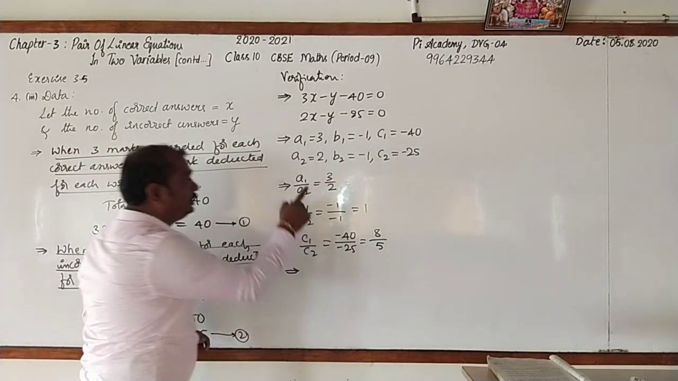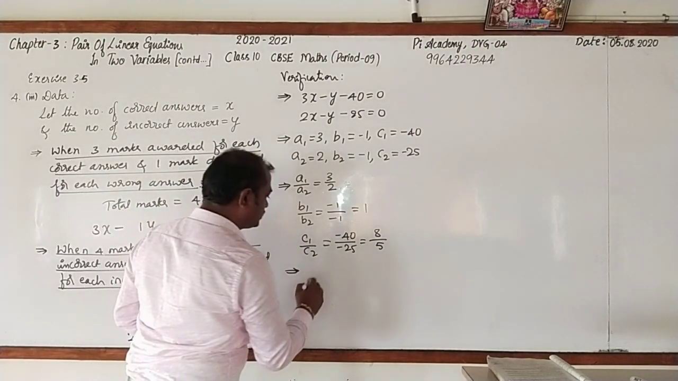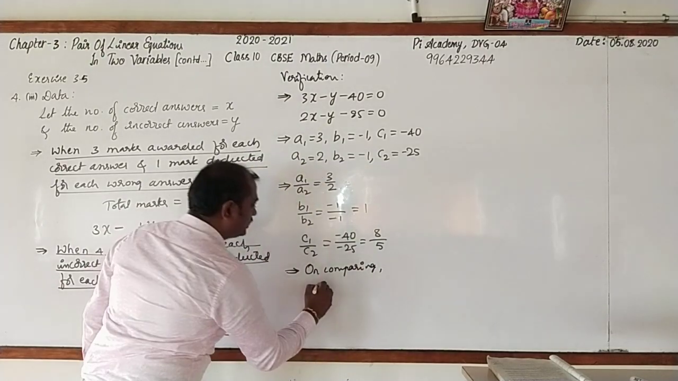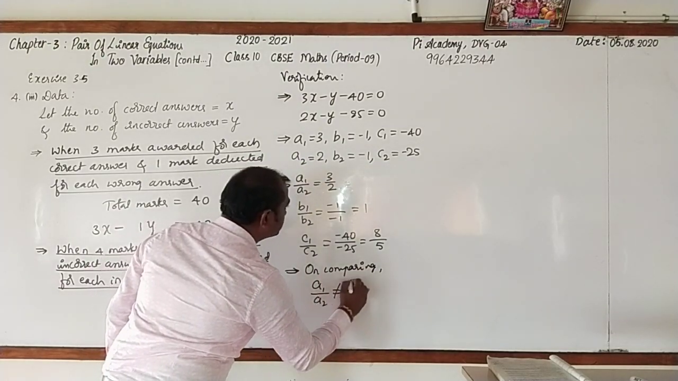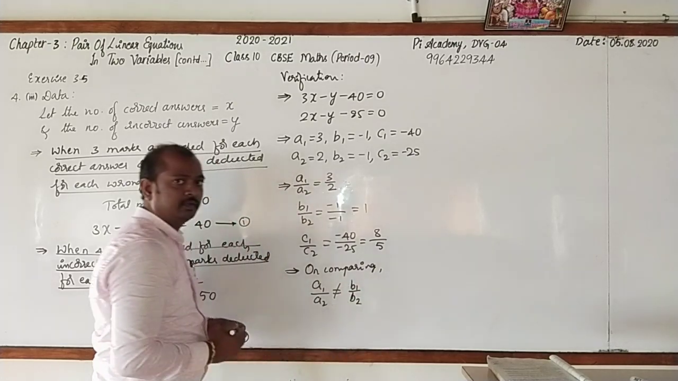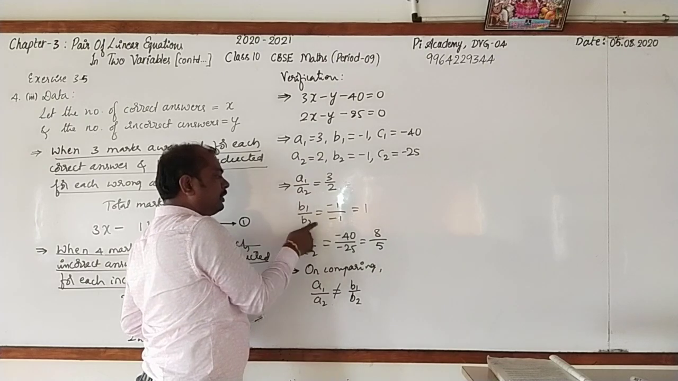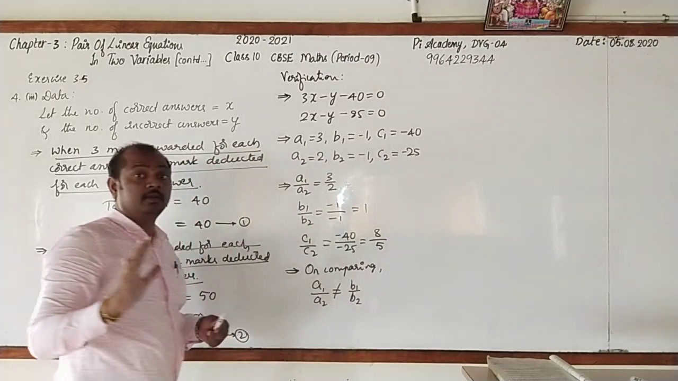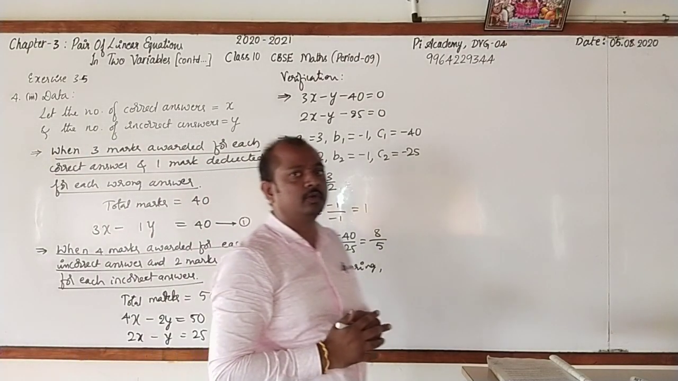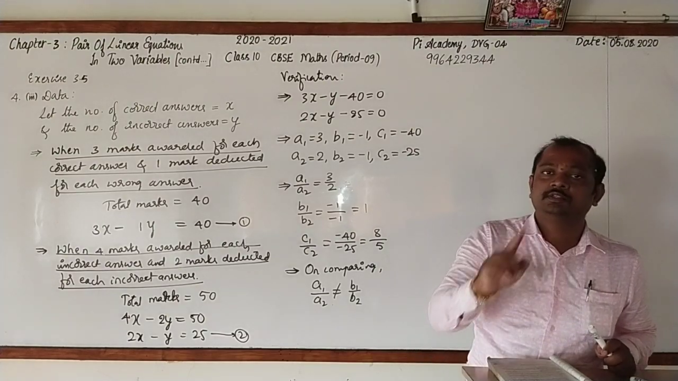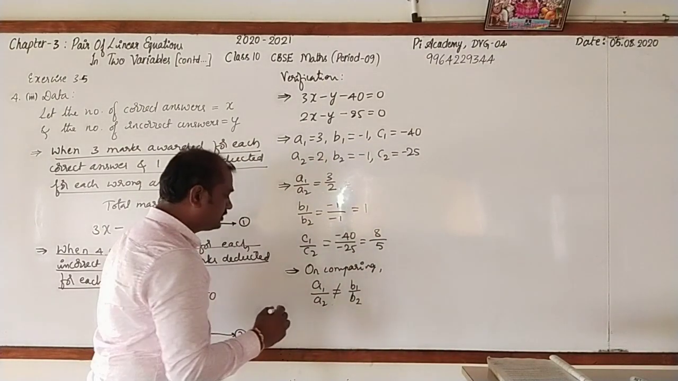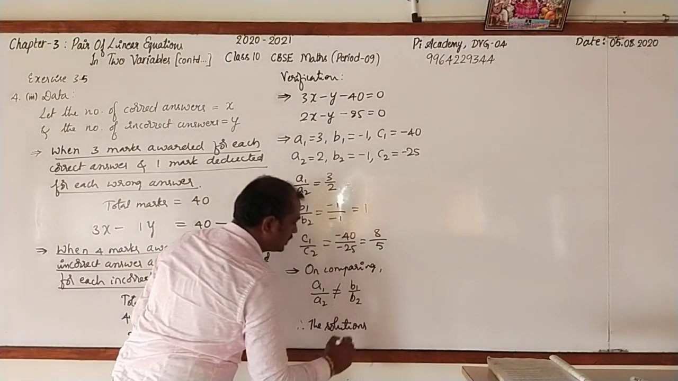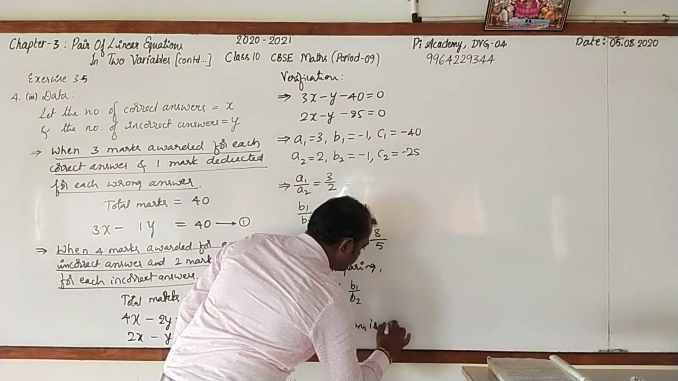Next, in the next step, you are going to compare all the 3 ratios. On comparing the ratios, you will get a1 by a2 is not equal to b1 by b2. Is it not? Because a1 by a2 is 3 by 2, b1 by b2 is 1. 3 by 2 is not equal to 1. Hence, these 2 ratios are not equal. If this condition holds good, could you tell what type of solutions exist? You are right, unique solution. Therefore, the solution exists.